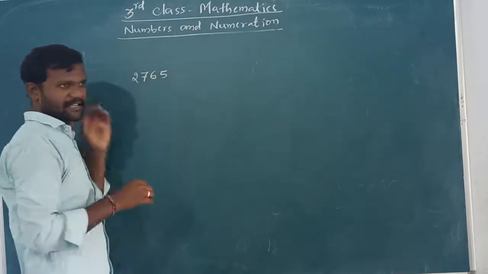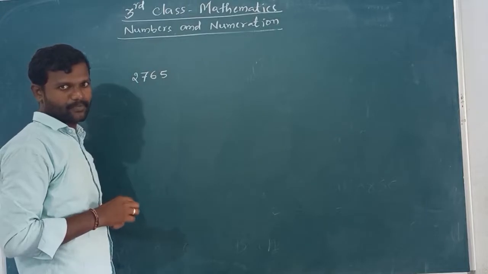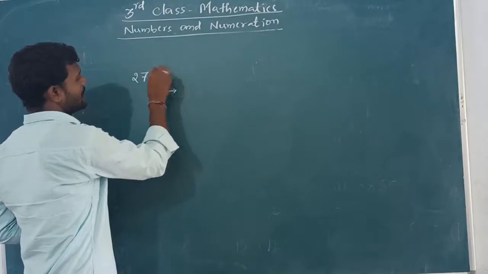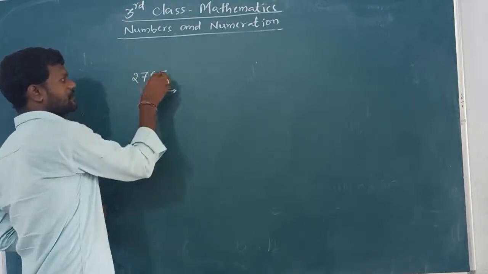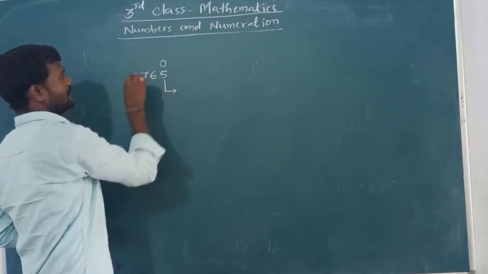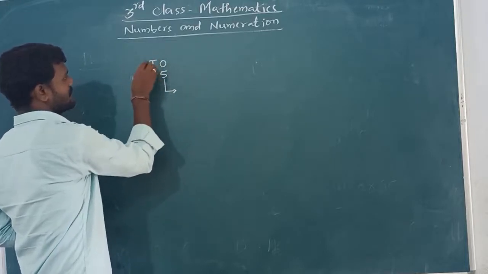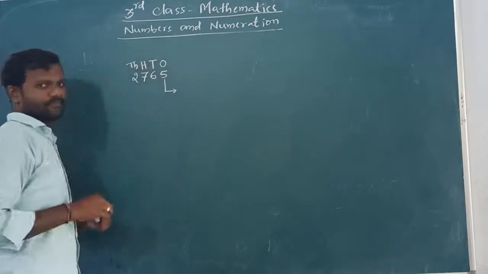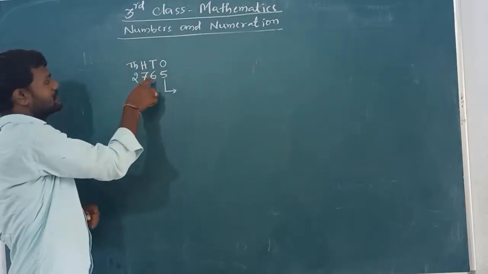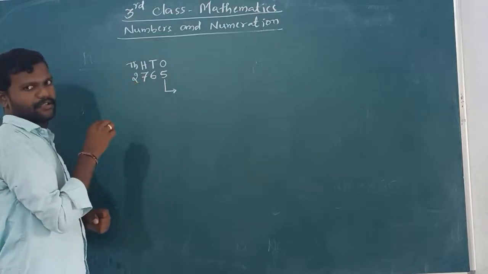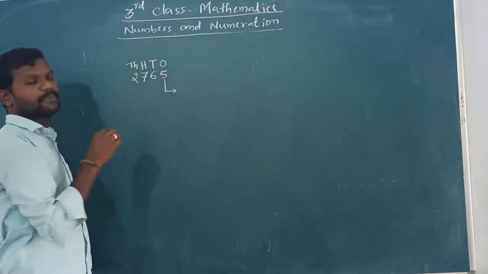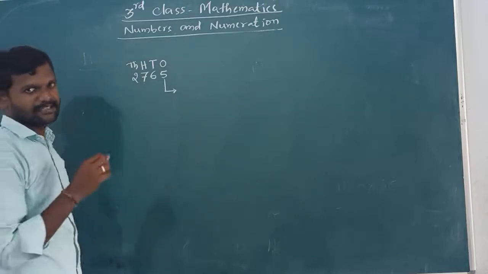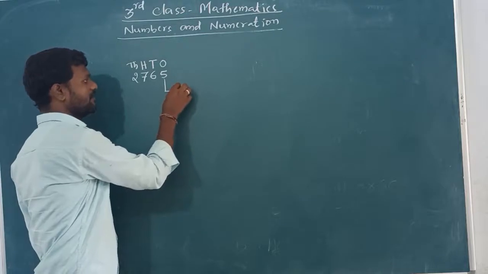2765. This is the number given. What is the place value of 5? 5 is in which place? Just write here. It is ones place, tens place, hundreds place, and this is thousands place. Ones, tens, hundreds, thousands. So 5 is in which place? Ones place. 5 ones are 5. So the place value of 5 is 5 only.